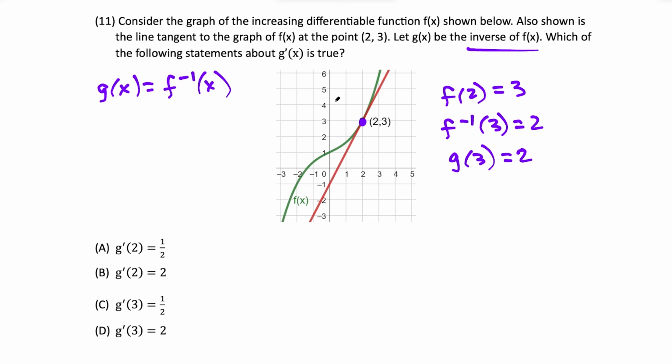So now let's see what we could find here based on this. So could we find what is g prime of 2 or g prime of 3? Well, the idea is that we could find g of 3 and g prime of 3, because remember, when you look at an inverse function, the x and the y coordinates switch. So I'm leaning towards choices C and D. That's what I want to explore first. So let's see what happens when we find g prime of 3.